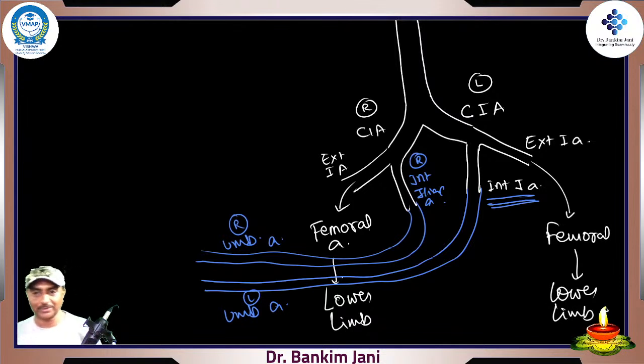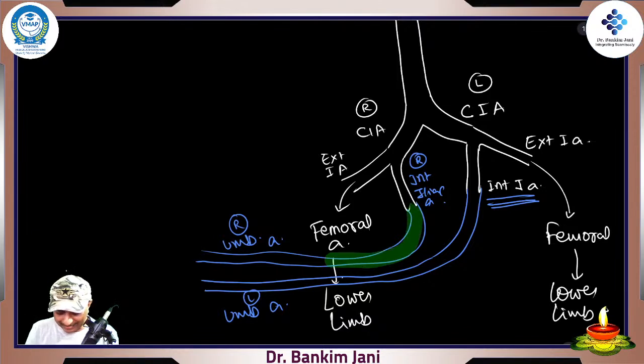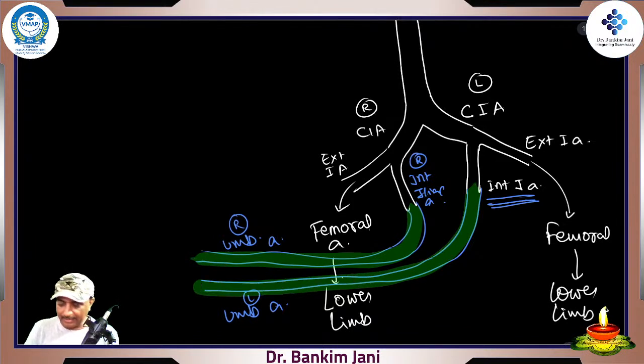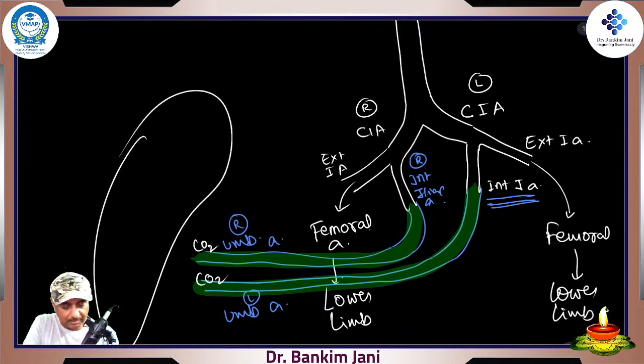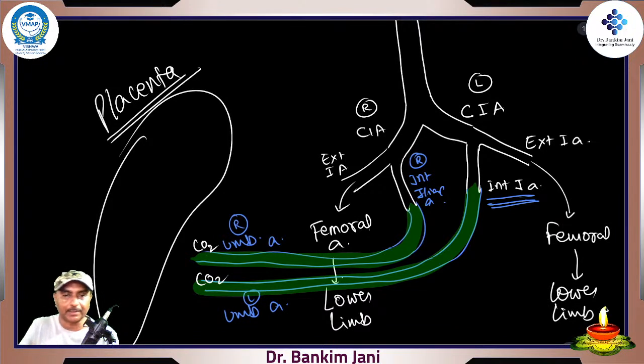That's what I was trying to say, that you are a fighter right from the beginning. So now, why worry? So this is the umbilical artery, this is the umbilical artery, and they are carrying that CO2, and they will be going all the way to the placenta. This is how the blood is brought back to the placenta.